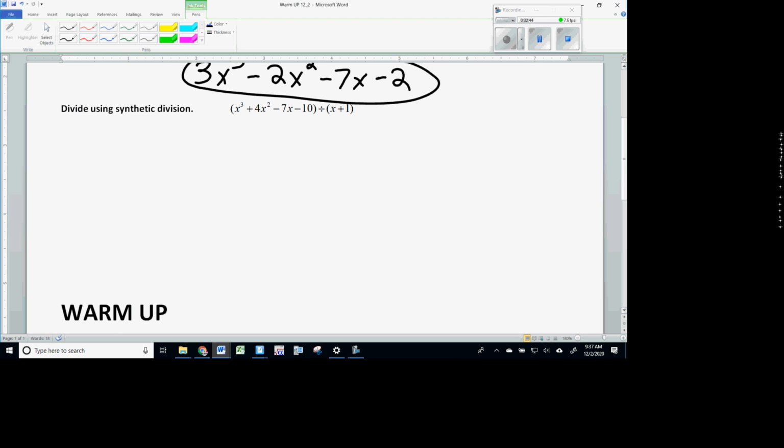So if I'm dividing by x plus 1, I want to put the opposite of that in the box. Just like we've done with quadratics and everything else this whole year, if it's x plus 1, the number that goes in the box is negative 1. It's just the opposite. We now write down all of our coefficients: 1, 4, negative 7, negative 10.